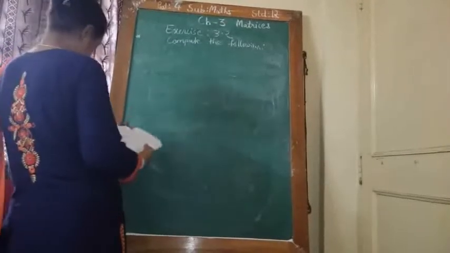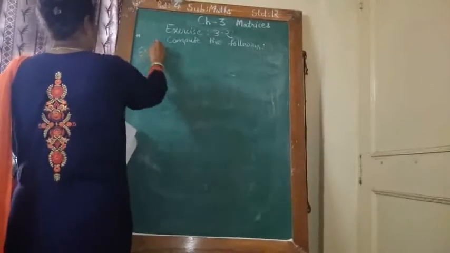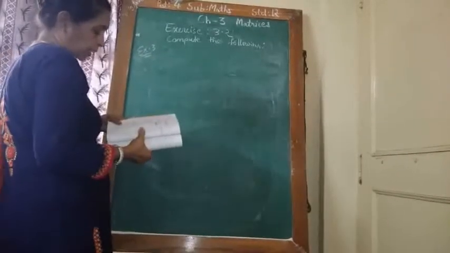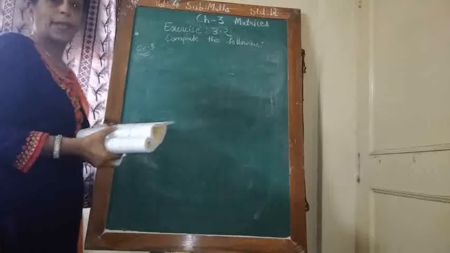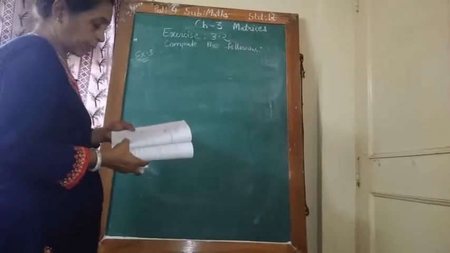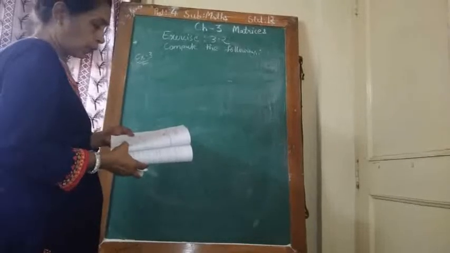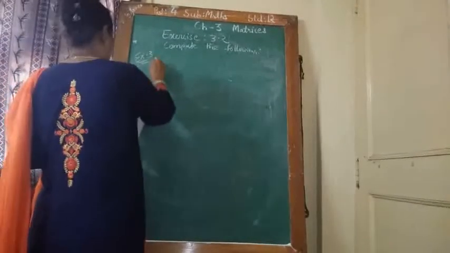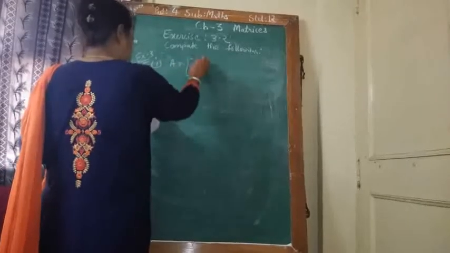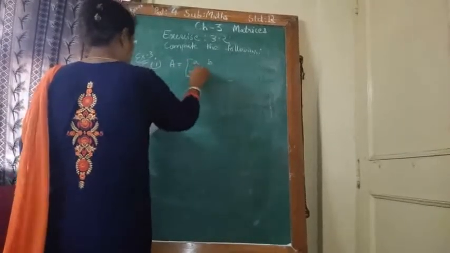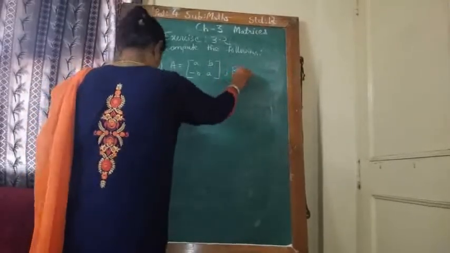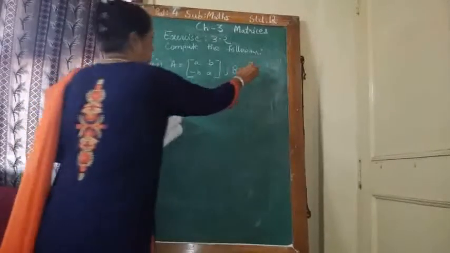Example 3. Compute the indicated products. Example 3 is based on products, and there are 2 matrices given and you have to do products. First, I give the names of the 2 matrices. They have not given names, but I want to give names so that I can explain you very well. A, B matrix, I give names A, B.